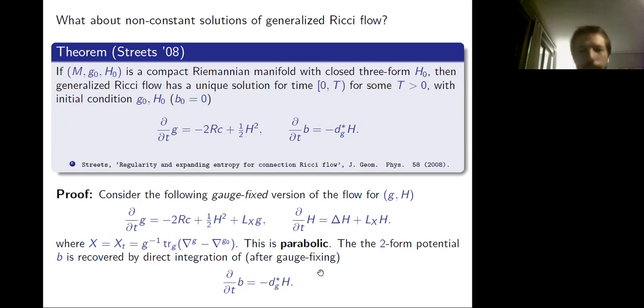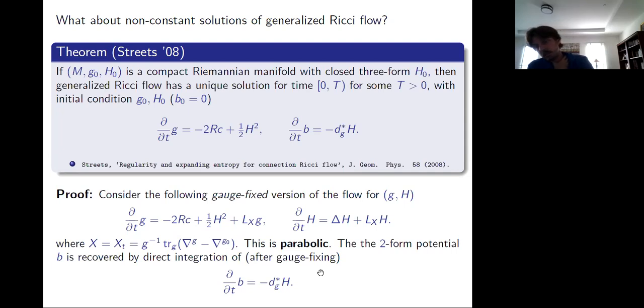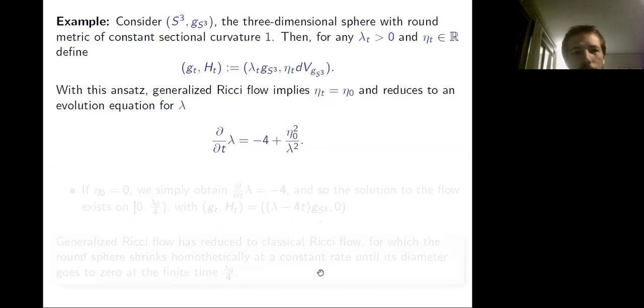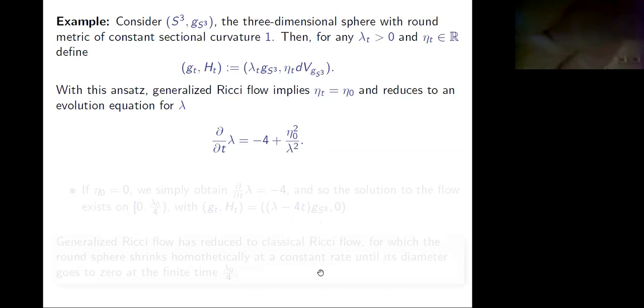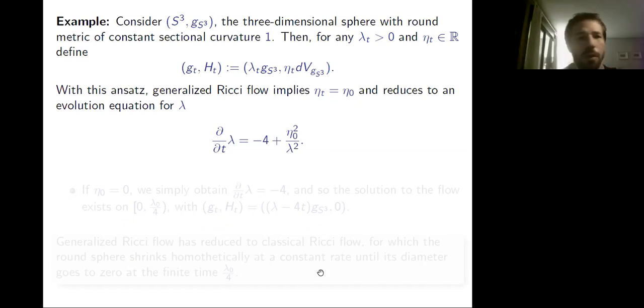Is that okay? Thanks. Okay, so let me give you one example, which is not these stationary solutions. For the example, I'm going to consider the three sphere with a round metric with constant sectional curvature 1, and then for any one parameter family, this ansatz for the solution. This is just rescaling the metric by lambda_t and rescaling the volume form by eta_t. This is going to be my ansatz for the solution of generalized Ricci flow.